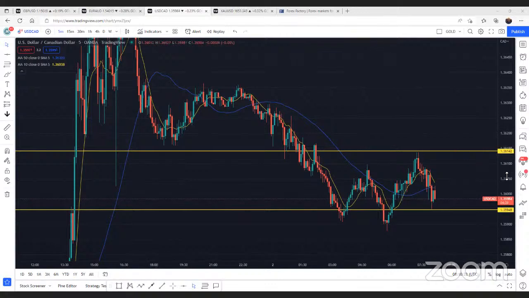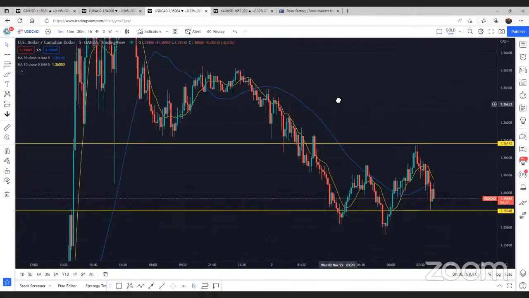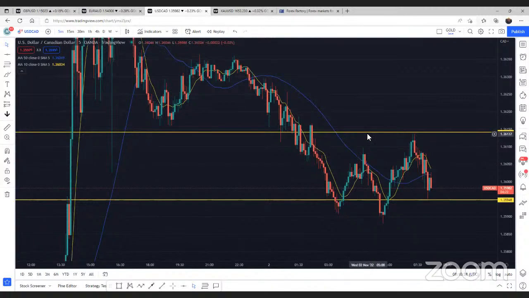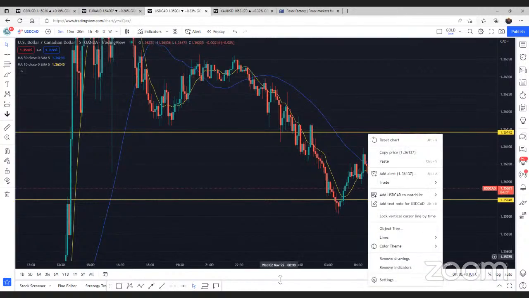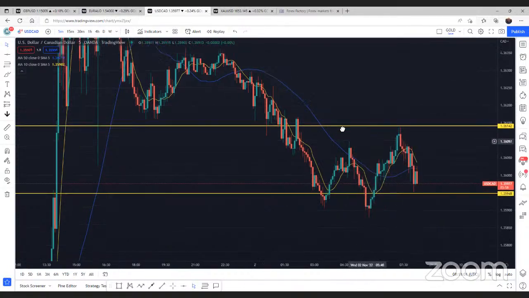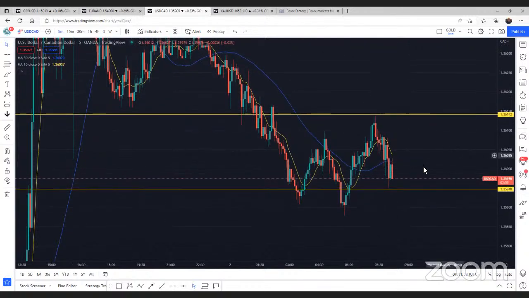Okay, so we're just going to be going through some of the charts quickly. This is the chart for USD Canadian dollar. I'll be having my webcam on shortly. Let's just quickly go through some stuff.